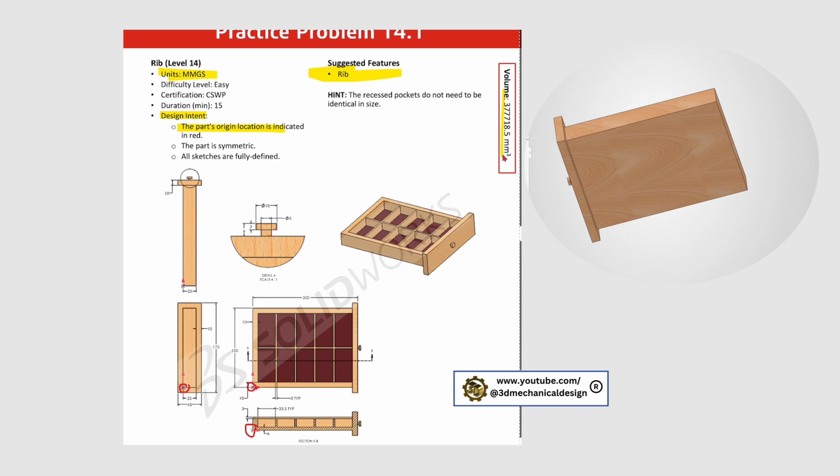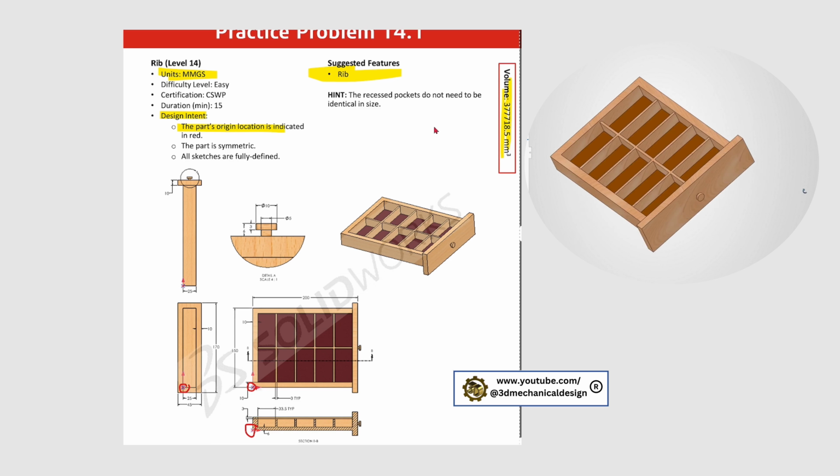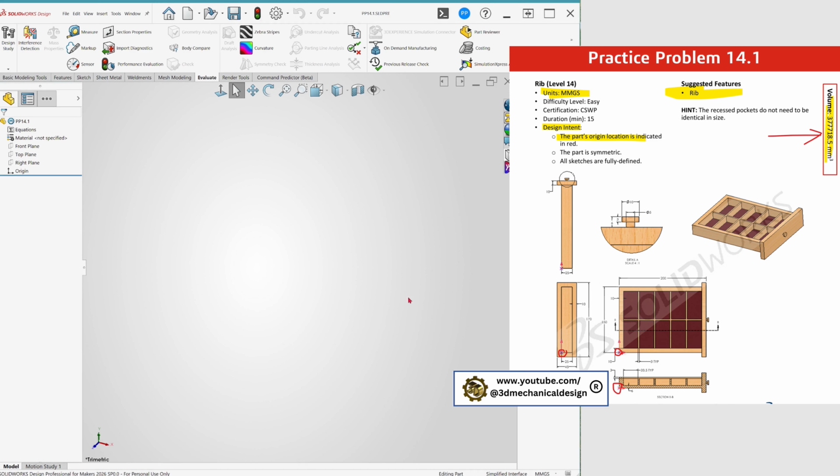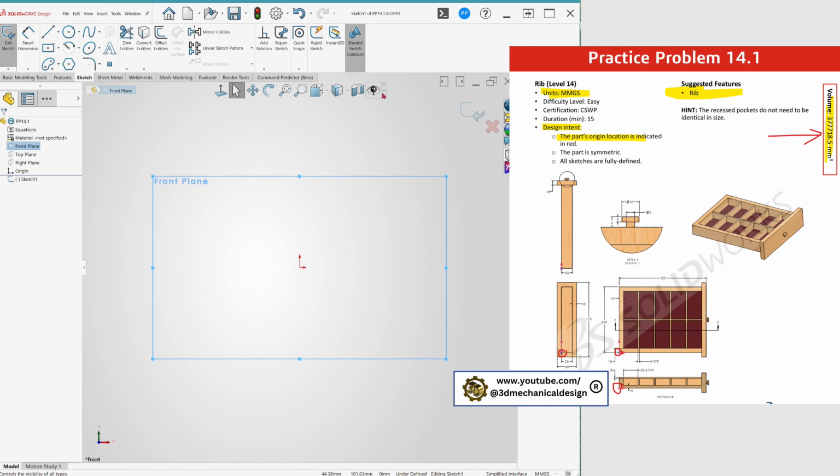For verification, the target volume is 377,718.5 cubic mm. Start on the front plane. With the origin as your reference, draw a corner rectangle, size 25 by 150 millimeters.